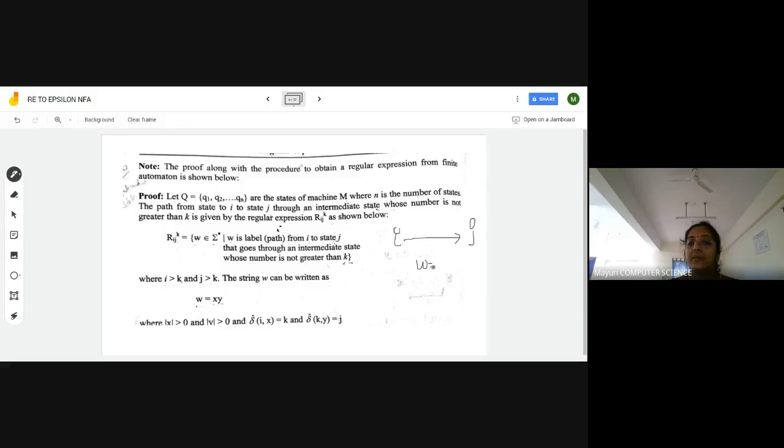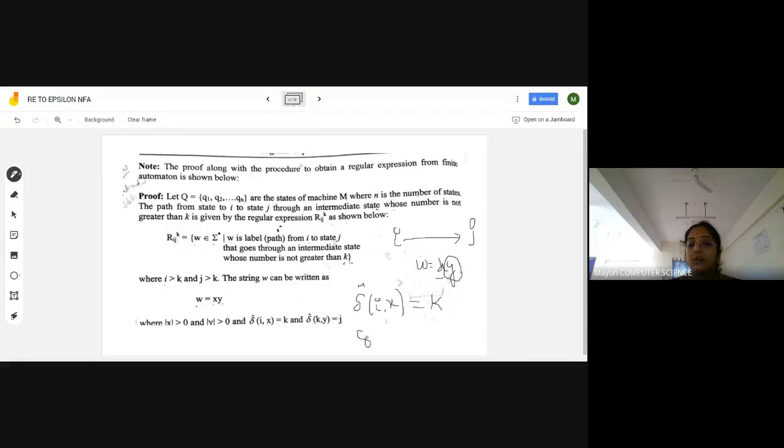What is given in the proof is XY. What is my path? XY. Now I think you can easily say it when I write the extended transition function, called delta cap, where I will start initially from the state I. This is my initial state. After consuming X, I will go to some intermediate state. I have been telling you that is the intermediate state called K. Still, I have something to consume, that is called Y.